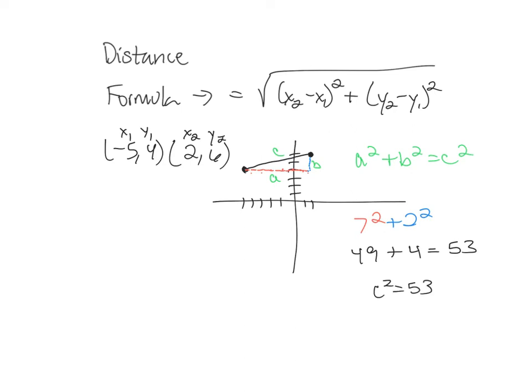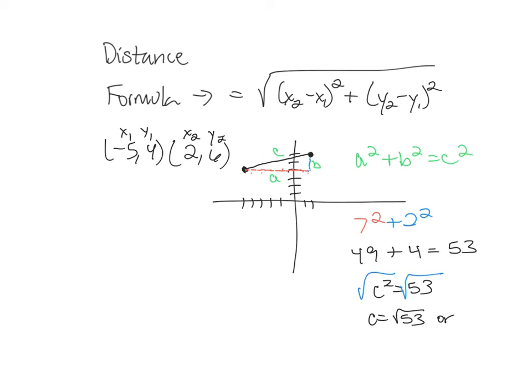So c is the square root of 53, so there's your big square root up there. Or if I said, well, how long is it? It's the square root of 53. If you said, hey, the square root of 53 is the length, I go, I don't know how long that is, and I'd have to try to figure it out.